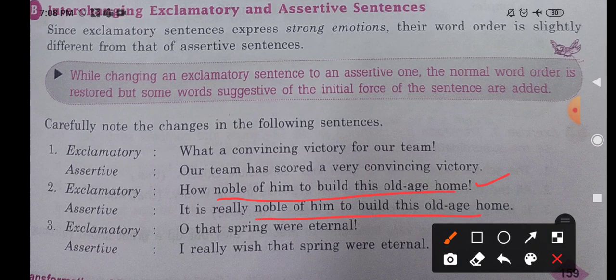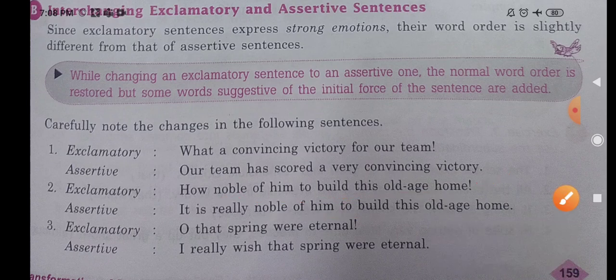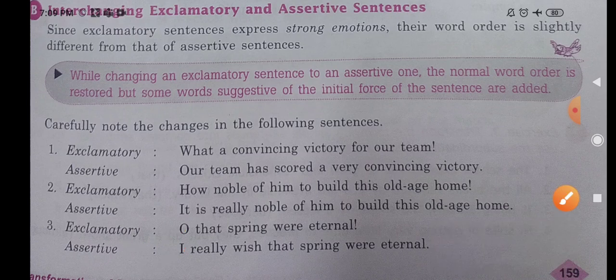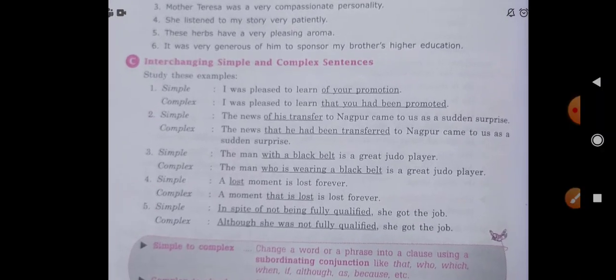A little change is there. Yes? Talking to the third one. "Oh, that spring were eternal." Yes, eternal. After eternal, what's its exclamation mark? Because it's an exclamatory sentence. Change it to assertive: "I really wish that spring were eternal." So we are making the sentence from exclamatory to assertive by keeping the order almost the same.